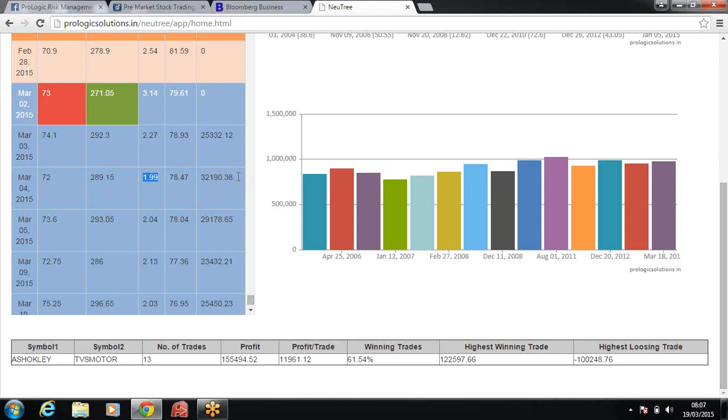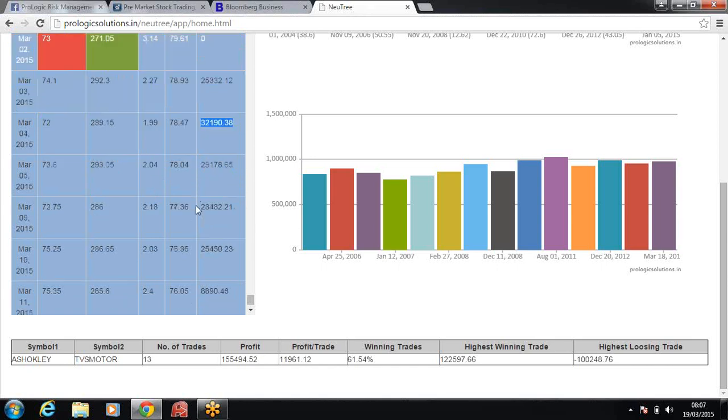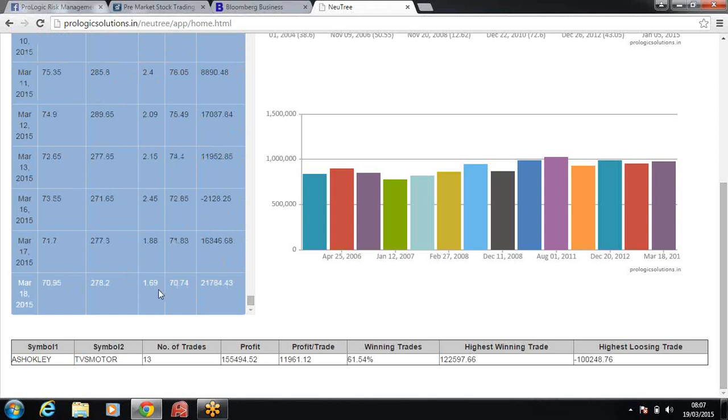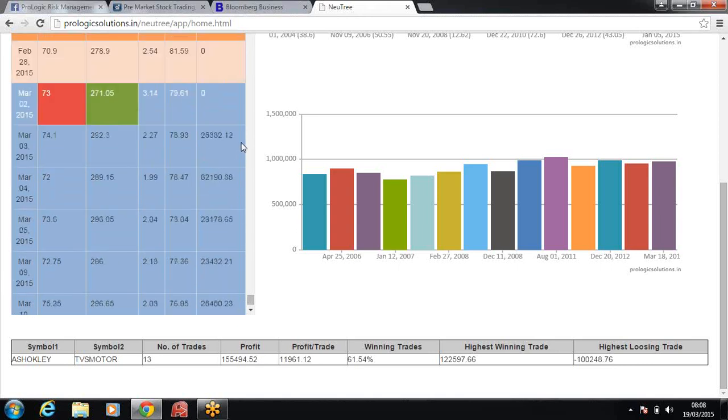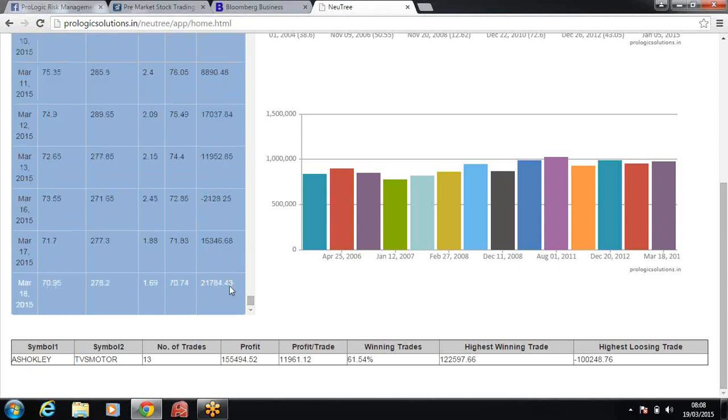Within a span of 2 days, we have made 32,000 on one lot, and you can just carry over for the next trade. I mean, till it comes to 1, you'll definitely make profit. It's still in 21,000 profit. So one lot if you have booked here, 32,000, and there is another 21,000 here. That's roughly around 53,000 is a profit that you can make on 2 lots.